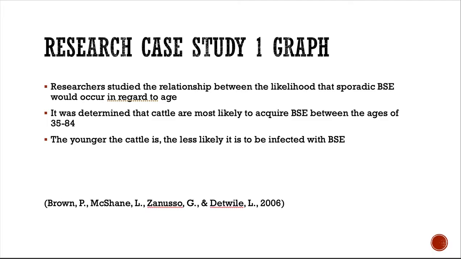So I'll show you guys the graph that corresponds to this case study, but I will give you guys some background information first. So researchers studied the relationship between the likelihood that sporadic BSE would occur in regard to age. It was determined that the cattle are more likely to acquire BSE between the ages of 35 to 84. So the younger that the cattle is, the less likely it is to be infected with BSE.